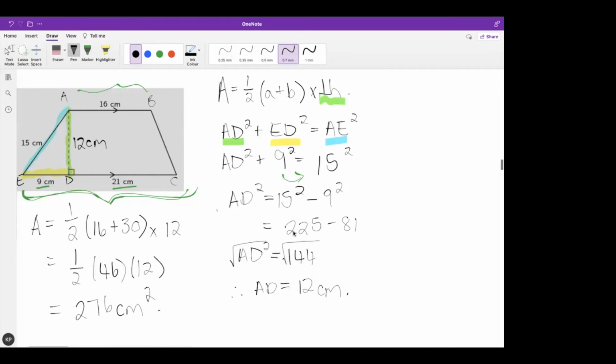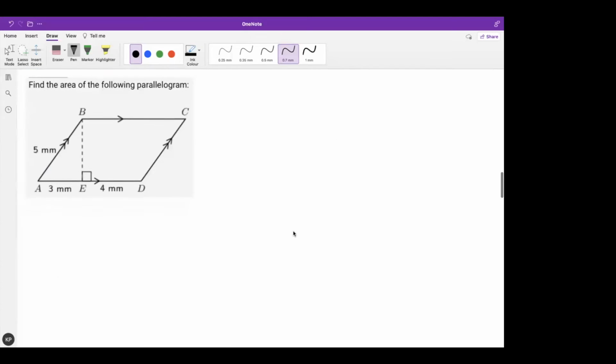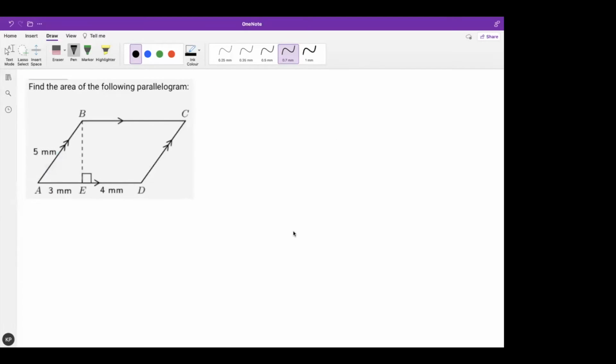Okay. Now, find the area of the parallelogram. Okay, parallelogram. Remind me of the formula for area of a parallelogram.